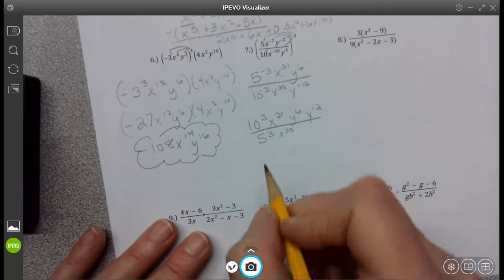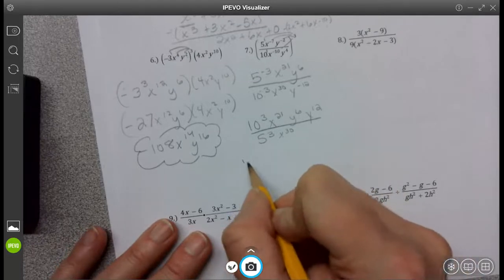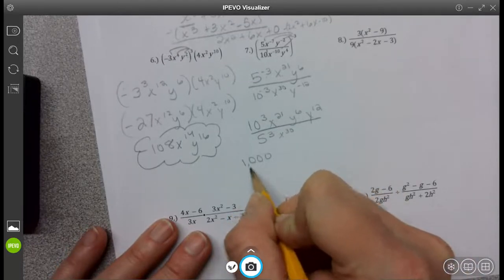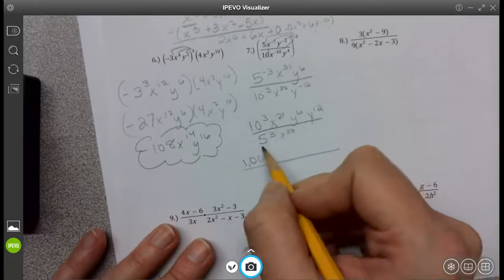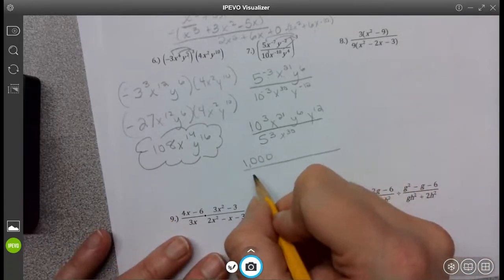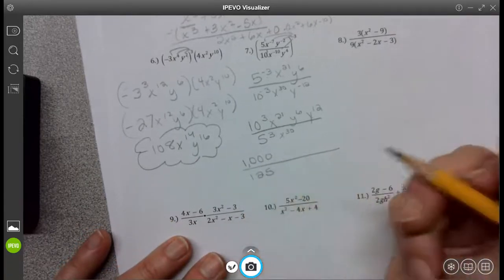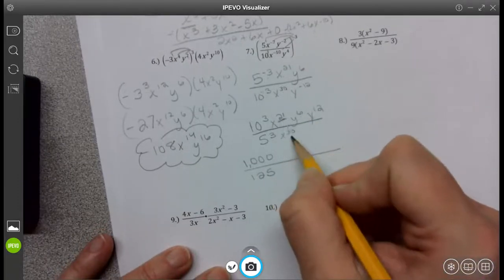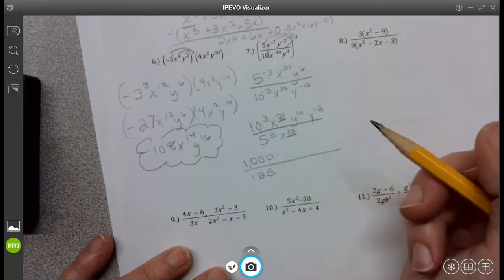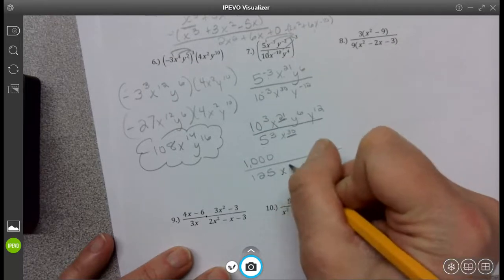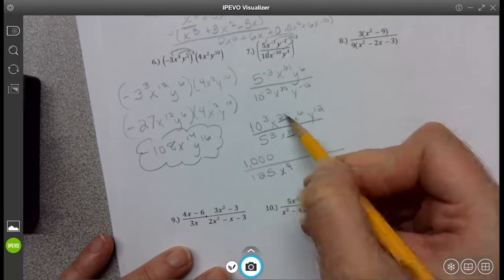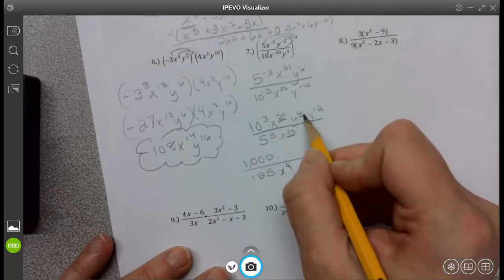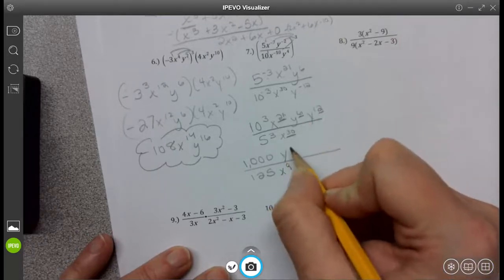So 10 to the 3rd is 10 times 10 times 10. Okay, 5 to the 3rd is 5 times 5 times 5. There's 21 x's up here and there's 30 down here. So that means that there's 9 more on the bottom. 30 minus 21. I have 6 and I have 12, so it's 18.